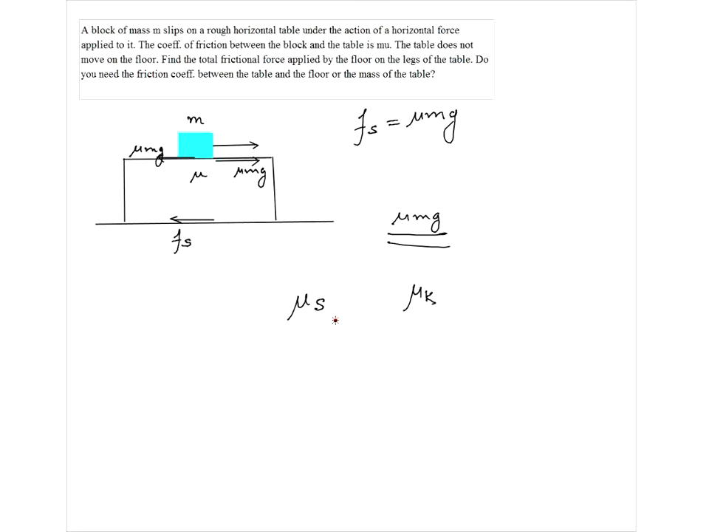Sir, what is FS1? FS1. If there are four legs, then between one leg and the floor, you can call it FS1. Second leg, FS2. Third leg, FS3. Fourth leg, FS4. So Fs will be the sum of these four.